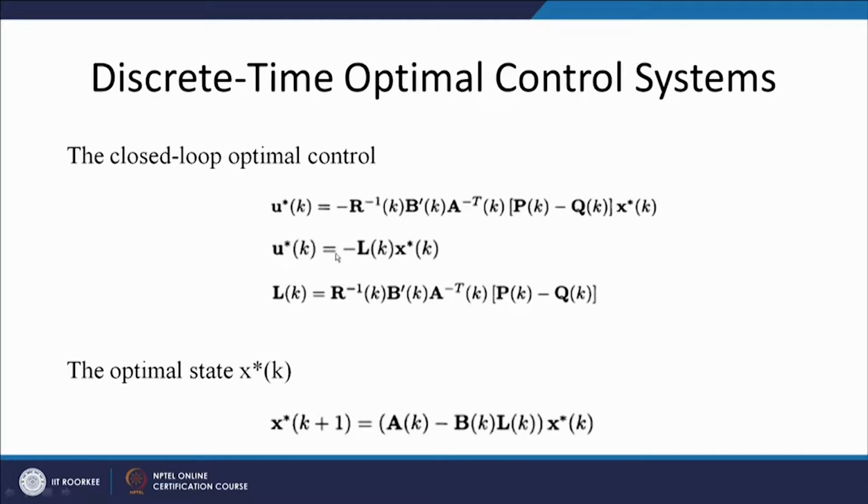L is nothing but my controller gain, which I use in my closed loop system as Ak minus Bk Lk, because here Lk xk is nothing but my Uk. So, in Ak xk plus Bk Uk, I replace u and get the closed loop system equation x star k plus 1 equals Ak minus Bk Lk x star k. So, now my new system matrix will be Ak minus Bk Lk. By properly designing Lk, I can have my optimal control.